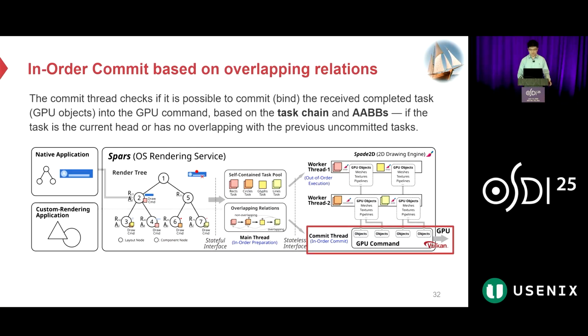And finally, the in-order commit. The in-order commit thread receives completed tasks, namely the generated GPU objects from the workers. Using the overlapping relations that the main thread generated earlier, it ensures that if two tasks overlap, the background task is always committed before the foreground task into the GPU command. This process is very lightweight and is almost entirely covered by the execution stage.